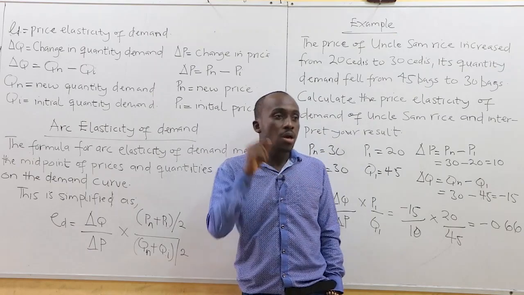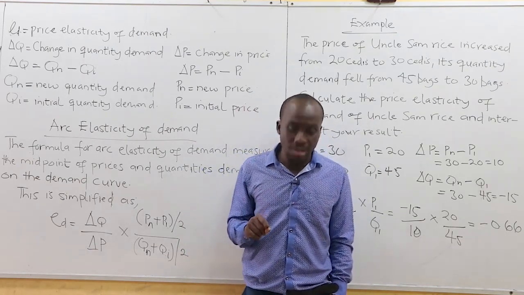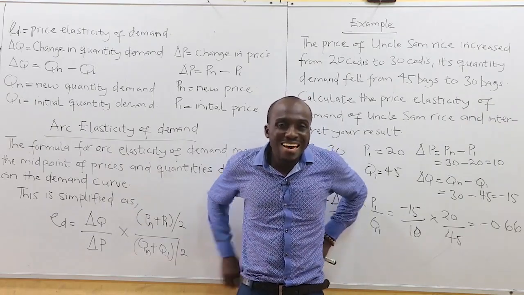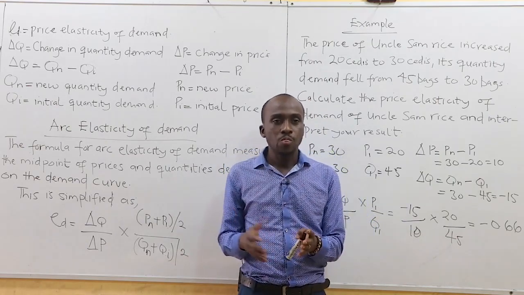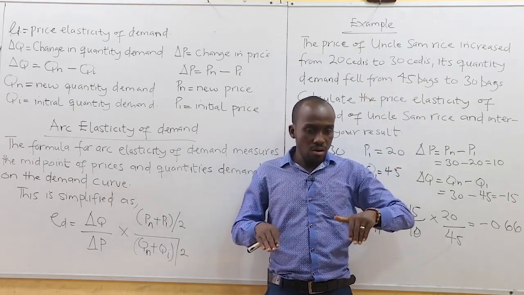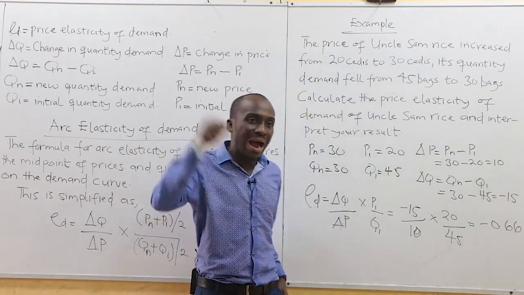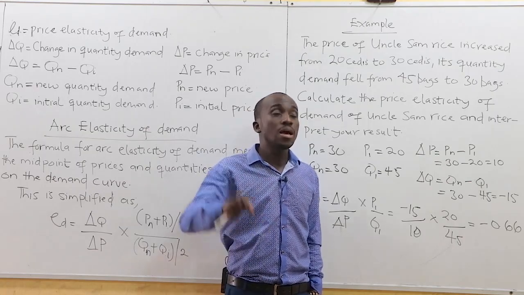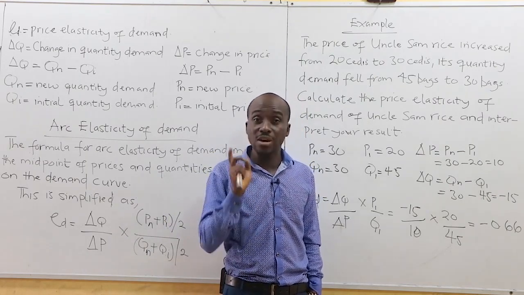Why should it be negative? Because if you follow the tutorial very well, if you remember lesson 7, the theory of demand, we said that there is a negative relationship between price and quantity demanded. So whenever price goes up, demand falls. When the price goes down, demand rises. So there's a negative relationship. Because of that, anytime you do price elasticity of demand, without any equivocation, you have to get negative. If you don't get negative, you are wrong.